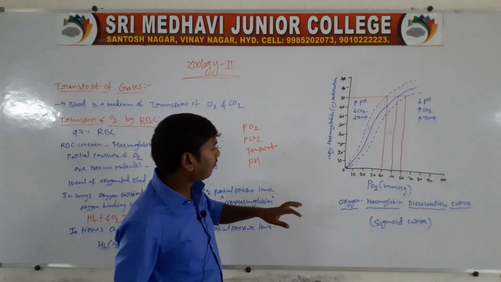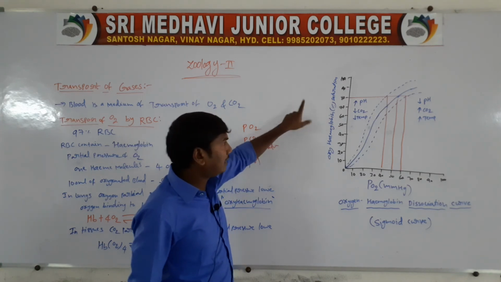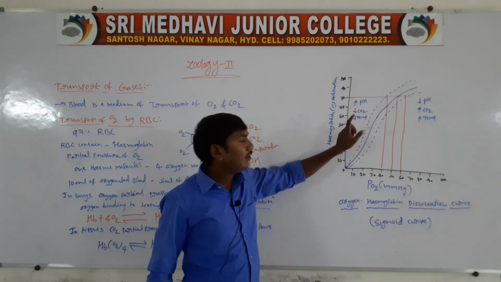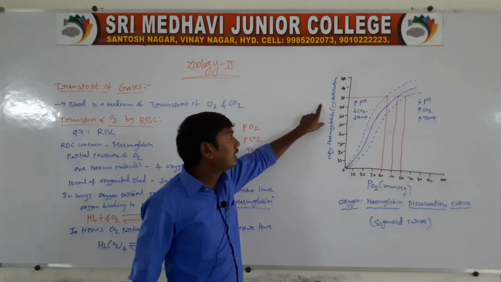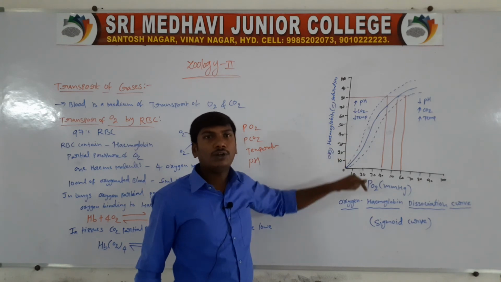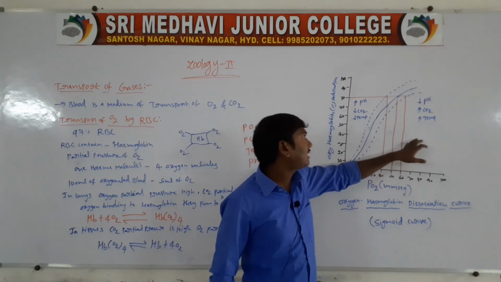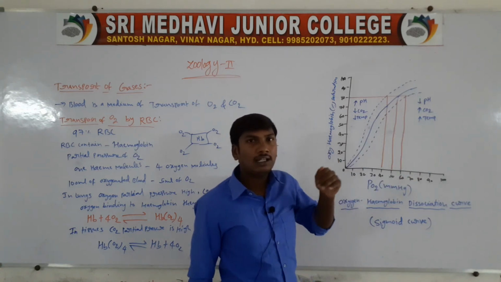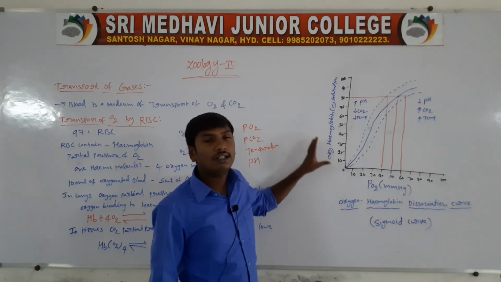So, oxyhemoglobin formation majorly depends on high pH, low CO2 and low temperature. These are the factors for oxyhemoglobin saturation: high pH, low CO2, low temperature. Next, the factors for dissociation of the oxyhemoglobin are low pH, high CO2, high temperature. So, this is the oxyhemoglobin dissociation curve.